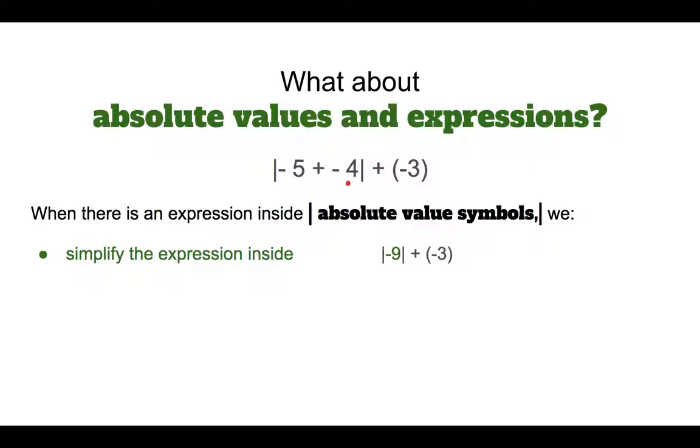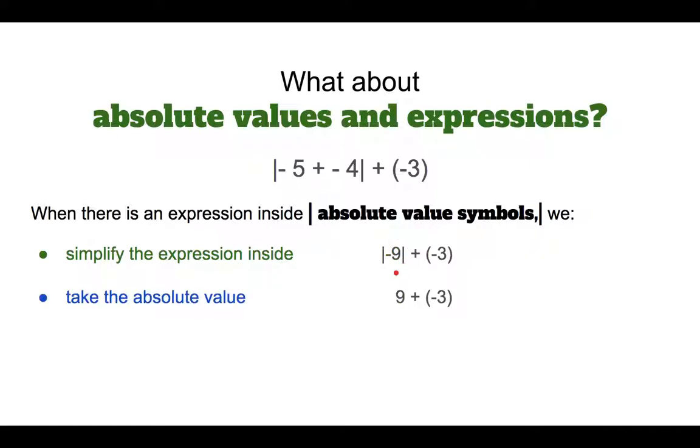Negative 5 plus negative 4, they have the same signs. So we add them together. 5 plus 4 is 9, and we keep the sign. So here, we simplified the expression inside. Notice I brought the absolute value symbols with me because I have not taken the absolute value yet. So after I've simplified, then I take the absolute value.